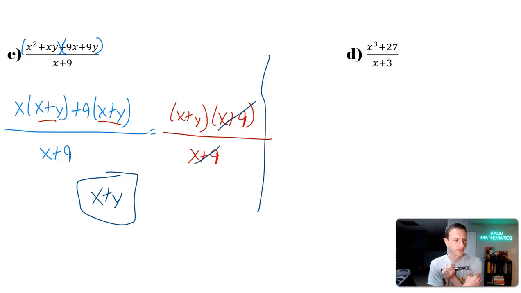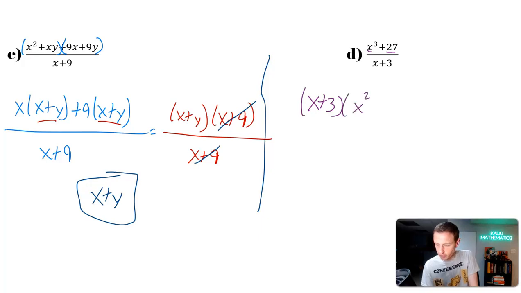Letter D, x to the third plus 27 over x plus 3. So on the top, we have x to the third being a perfect cube, 27 being a perfect cube. So we have a sum of 2 cubes. So this is going to factor to x plus 3, just knowing your sum of 2 cubes formula.